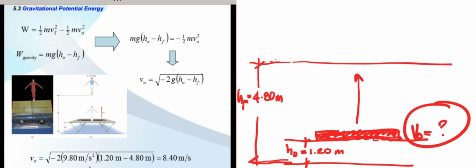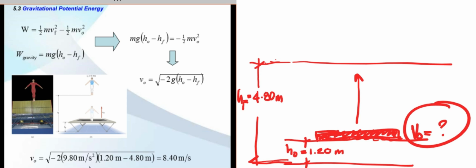So the final velocity is 0 because the gymnast will momentarily stop at the maximum height. Then it will start to go down. So that is why the final velocity at the maximum height is 0. So what remains in the equation is negative 1/2 v sub O squared.